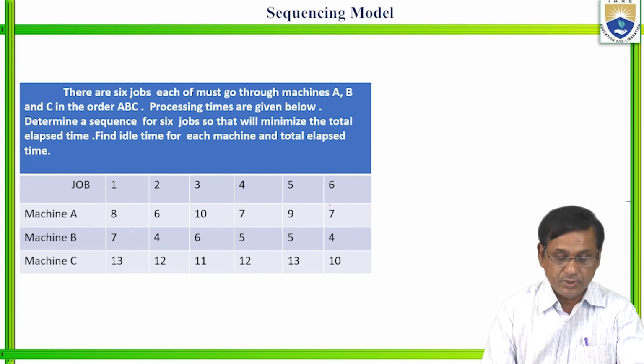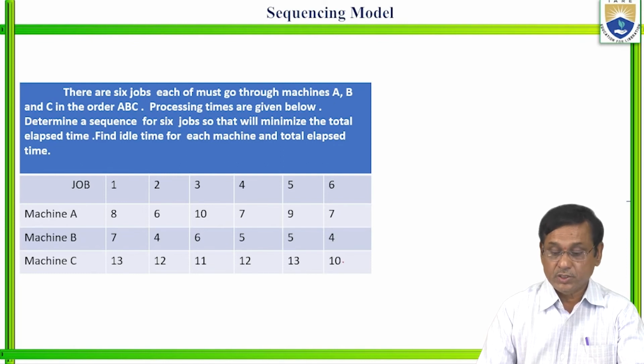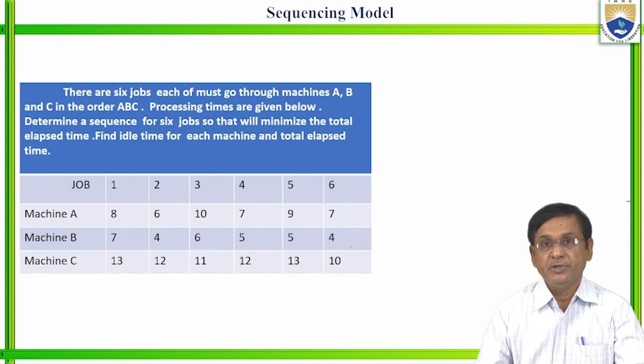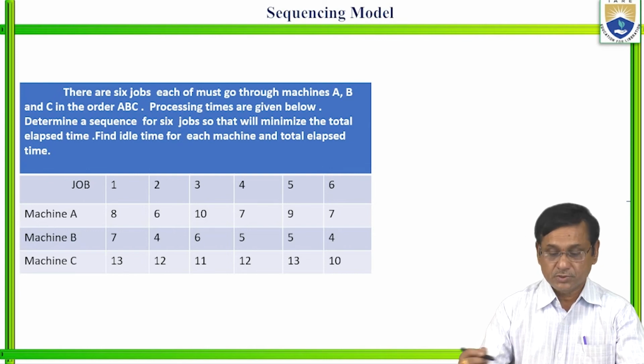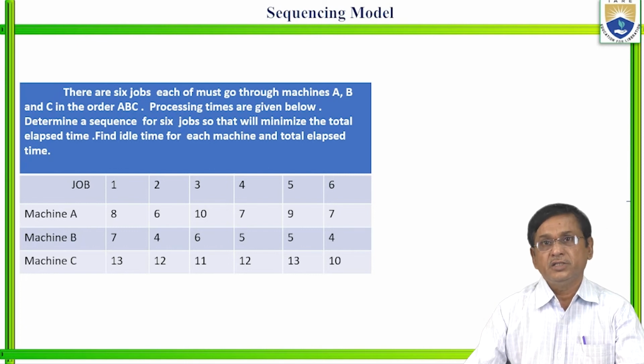Now you see the timings. What is the A minimum? A minimum is 6 hours. B maximum is 7 hours. The first condition is not satisfied. For the second condition, C minimum is 10 hours, so C minimum is greater than B maximum. Either A minimum should be greater than or equal to B maximum, or C minimum should be greater than or equal to B maximum. So the second condition is satisfied, and we can convert the 3 machines type into a 2 machines type.